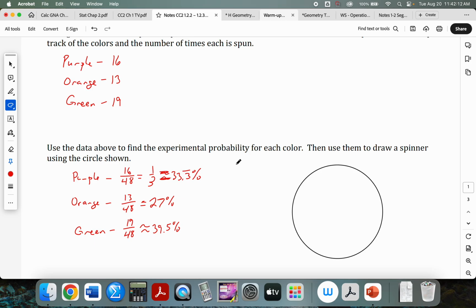You know, when we did just a few, were you very confident of how it was going to look? Okay. What if I did this 500 times? Do you think that the experimental would start to line up better with the theoretical? All right, you guys ready to see what this actually looks like?